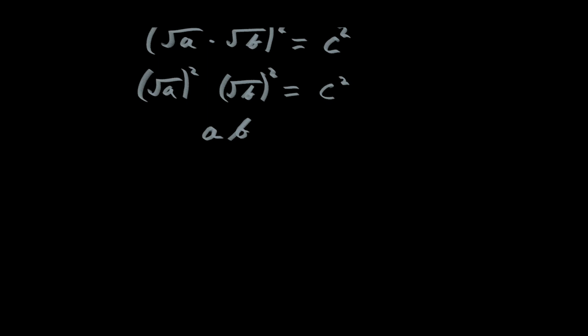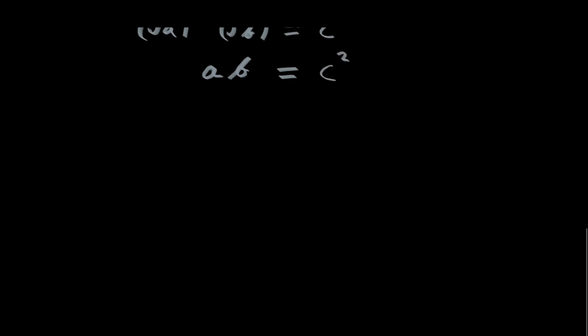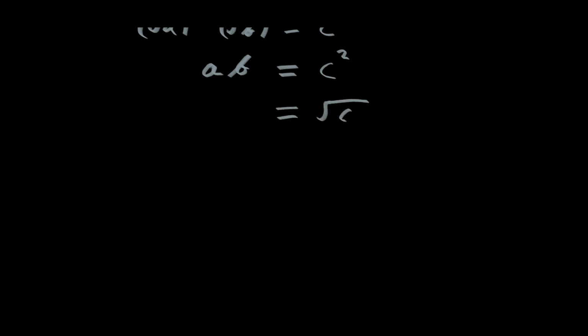Because there'd be no need for the brackets either, right? Just a times b. We could write the brackets, it wouldn't be wrong, but we don't need them. And on the right-hand side, we'll just be left with c squared still. But now we can take the square root of both sides of this equation. So on the right-hand side, we'll be left with the square root of c squared. And since we took the square root on the right-hand side, we have to take it on the left-hand side as well. So we'll be left with the square root of the product of a and b on the left-hand side.